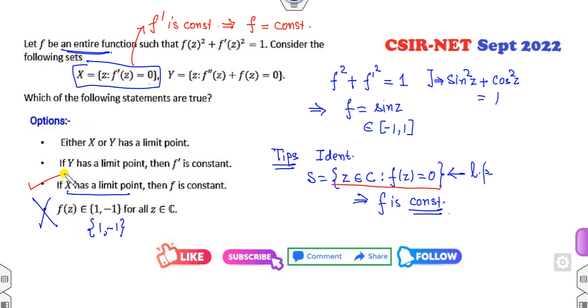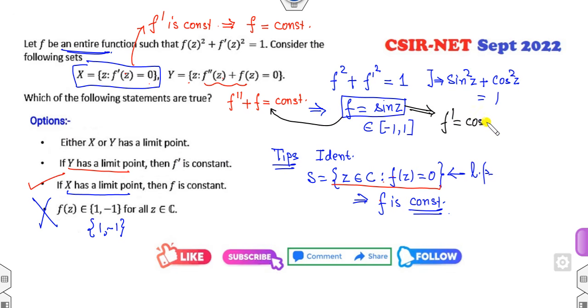Now look at the second option. Y has a limit point. If y has a limit point, again you can compare. What does it mean? f double dash plus f is my constant. Fine. Then f dash is my constant. Can you think of any such f? Clearly, is this satisfied? Yes. f equal to sine z is satisfied. But what is the f dash of this? f dash is cos z, which is not constant, but he said constant. So this option is cancelled.